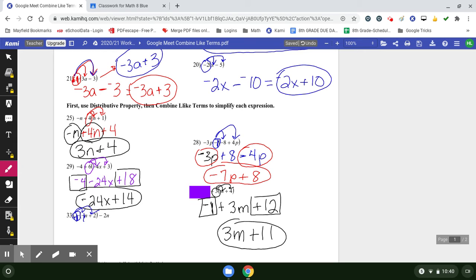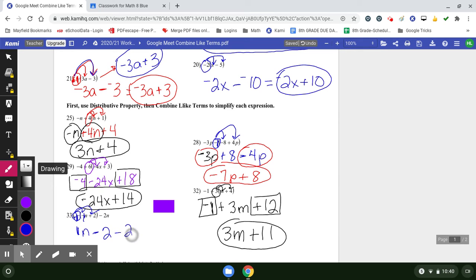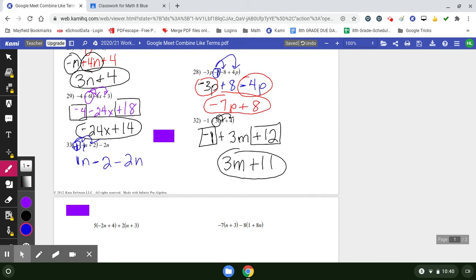So the first part, I can cover up the end. Now I'm going to do negative 1 times negative 1, which is 1n, or just n. You don't have to write 1n. Negative 1 times positive 2 is negative 2, so I can just write minus 2. Bring down the rest of the problem. Minus 2n. Now I'm going to combine the like terms. So I have 1n minus 2n gives me negative 1n minus 2.